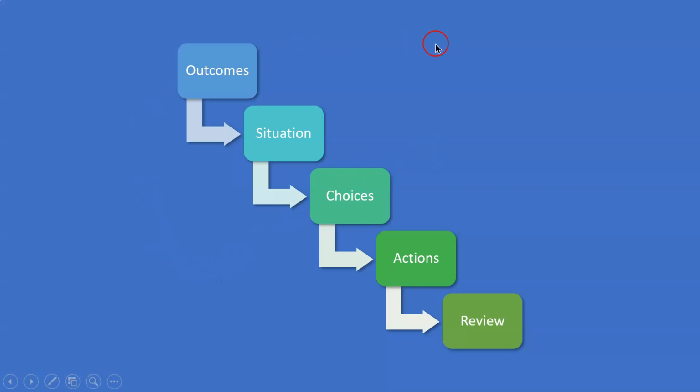OSCAR model: O stands for outcomes, S is for the current situation, C is for the choices we have, A for actions, and R for review.